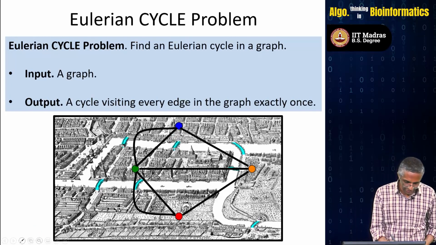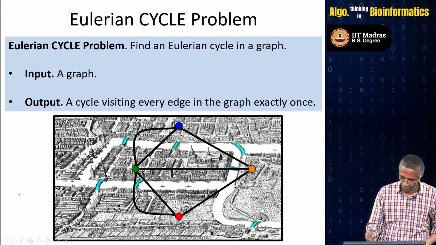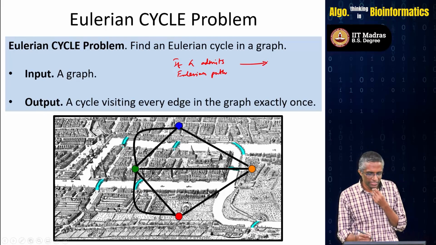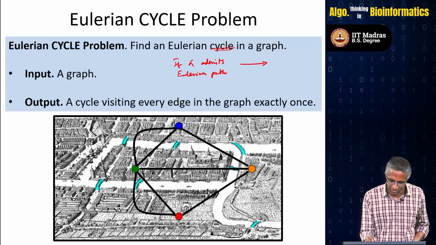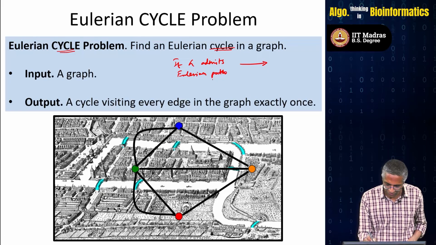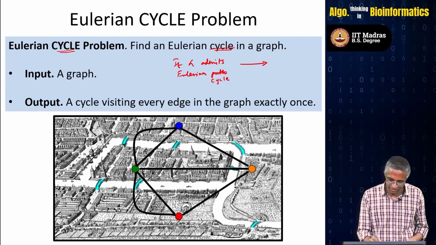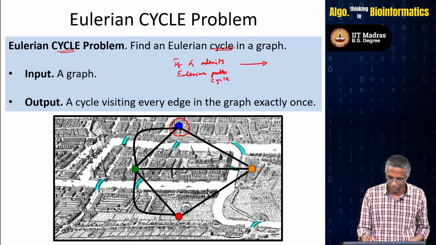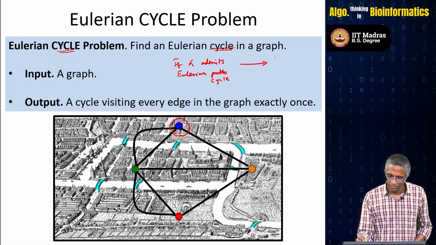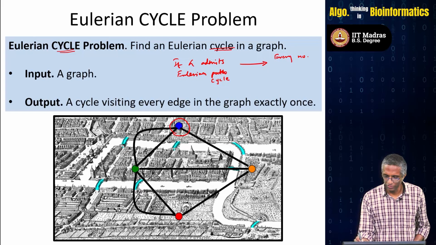So basically, what we are saying here is that if G admits an Eulerian path, then it implies, in this particular case, I guess we are also talking about the cycle problem, just to keep things simple. So let me also change it to a cycle. So if G admits an Eulerian cycle, meaning you start at one node, you visit every other edge exactly once, and then come back to the same node, then every node in G should have even degree.